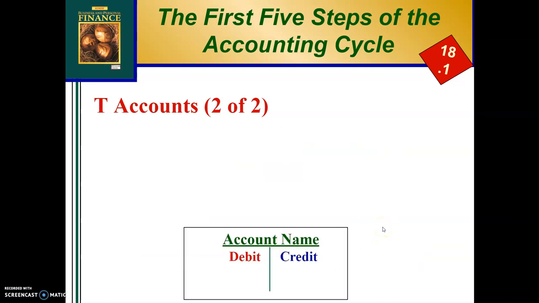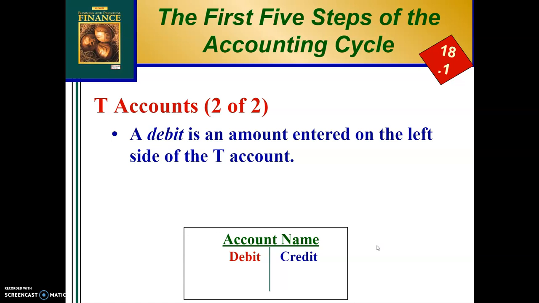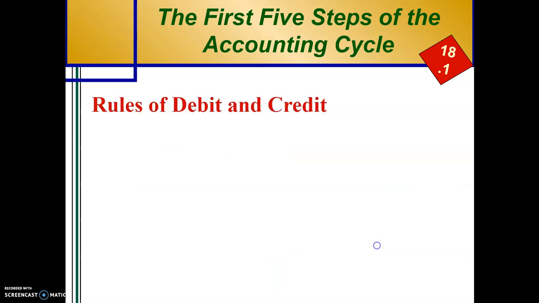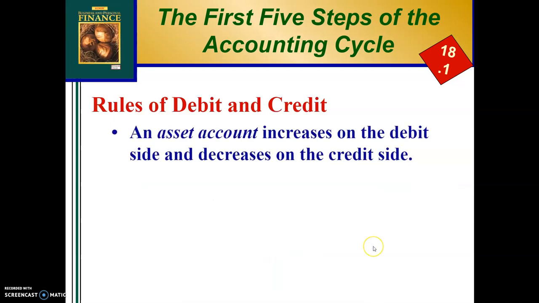Let's take a look. This is what a T account might look like. The account name is on the top. The left is always going to be the debit, and the right is always going to be the credit. This is the terminology used to indicate whether the account increases or decreases in value. So you may hear me say, we are going to debit this account for X amount, and we are going to credit this account for X amount to record this particular transaction. The debit is the amount entered on the left, and the credit is the amount entered on the right of the T account. The rules of debit and credit.